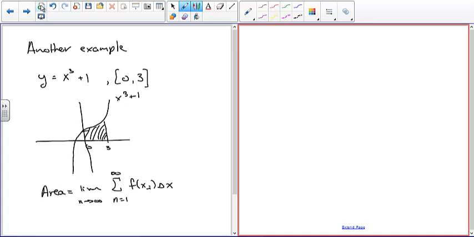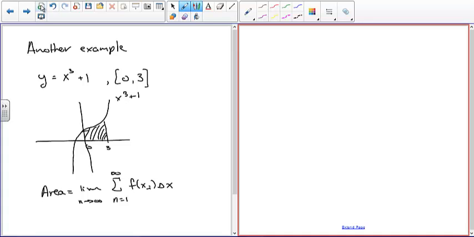So we're going to do the function y equals x cubed plus 1, which is sketched there. It's a cubic, and it's just translated 1 unit vertically. We want to find the area underneath the curve between x equals 0 and x equals 3.